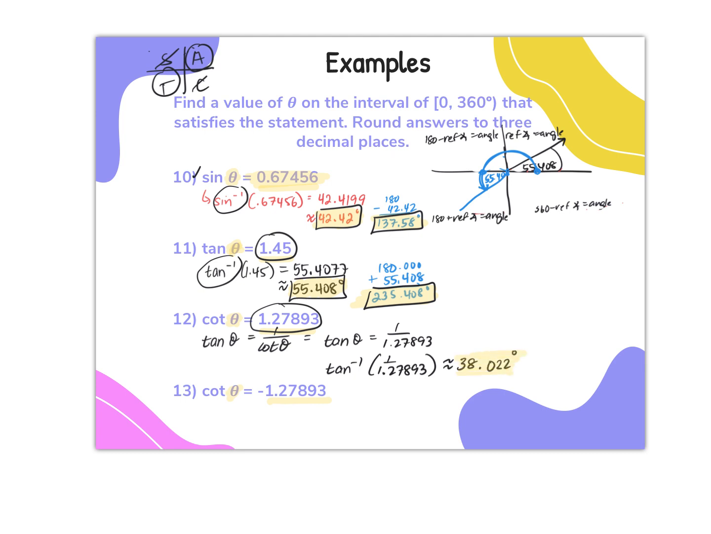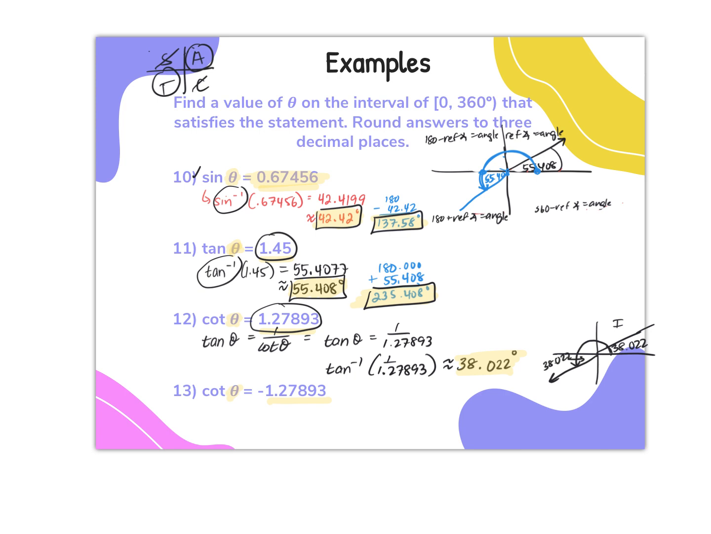And I'll draw it out here, right? And so I know this angle here, 38.022, this angle measure is going to have its cotangent be 1.27893. And then which other one's going to give me that value? Well, again, I have to go to quadrant 3. So I go to here, and I know this angle here is 38.022. That's my reference angle.